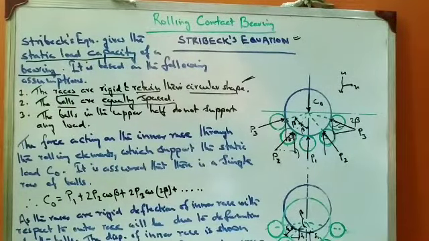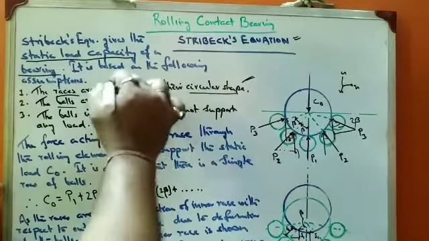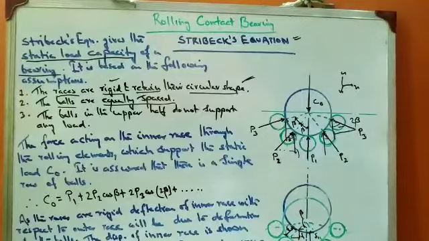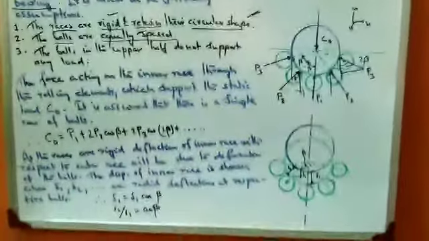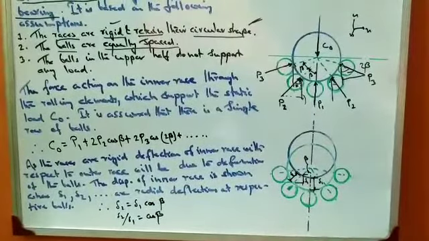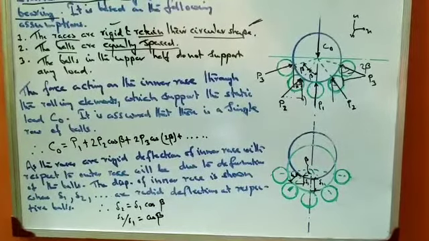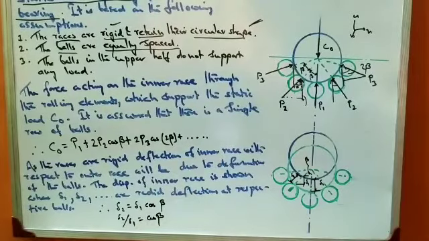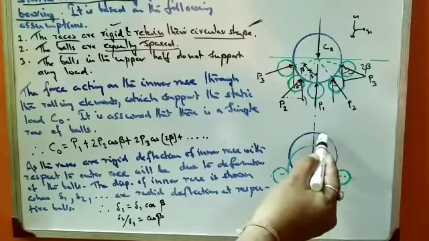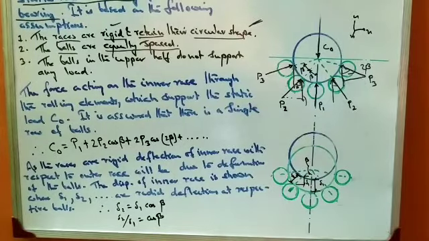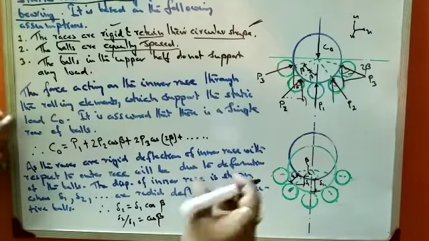Now the thing is that the races are rigid. You have seen in our first assumption that the races are considered rigid. So as the races are rigid, what will happen? The deflection of the inner race with respect to the outer will be due to the deformation of the balls.